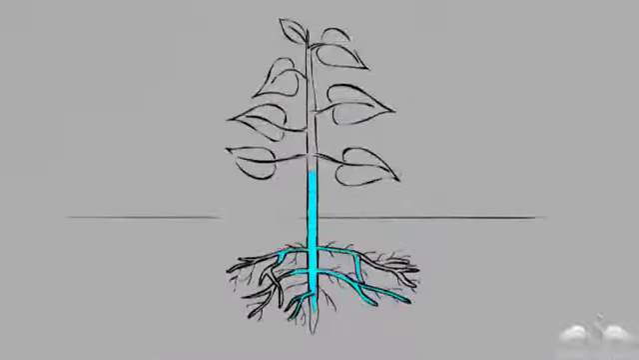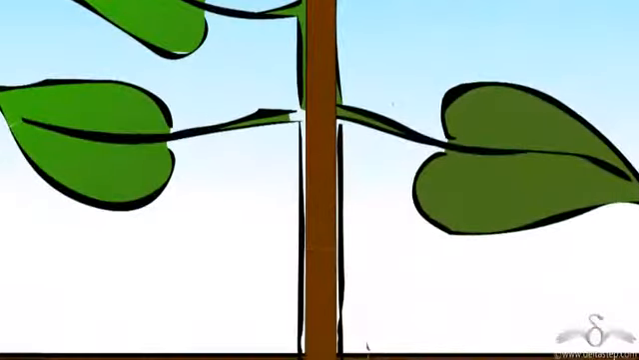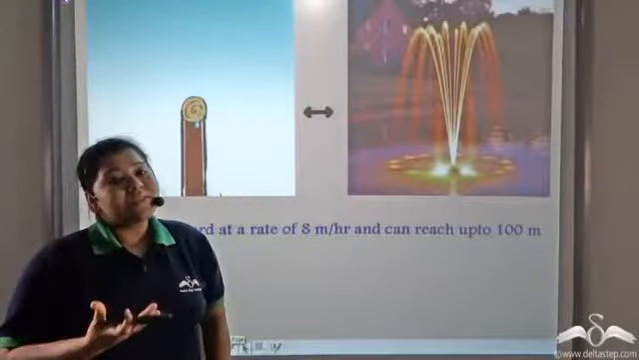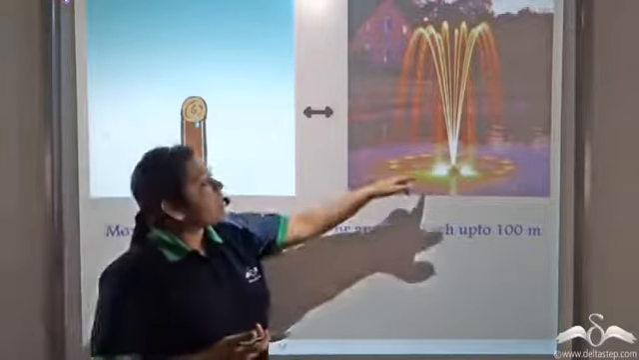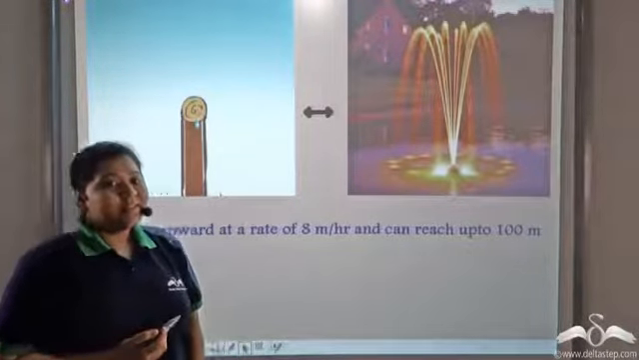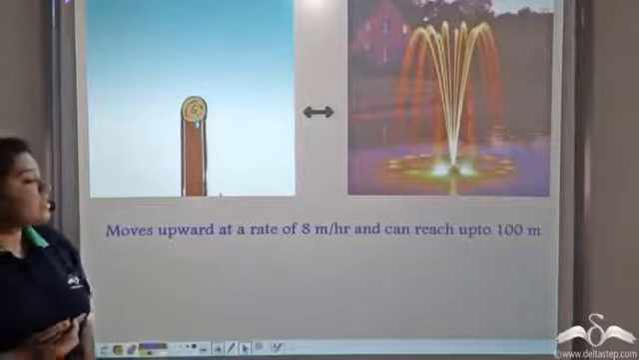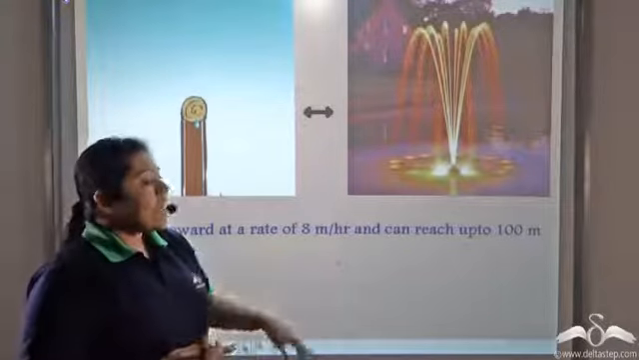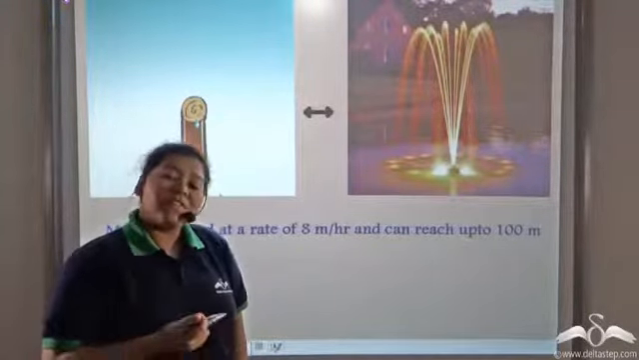Because of this turgor pressure, water rises from the roots to the stem, and thus this pressure in the roots is also known as root pressure. Hence, if you cut the stem, cell sap oozes out. So this oozing out of the cell sap can be compared to a fountain where pressurized water moves upwards. This upward movement of the sap can take place at a rate of 8 meters per hour and can reach up to a maximum height of 100 meters.